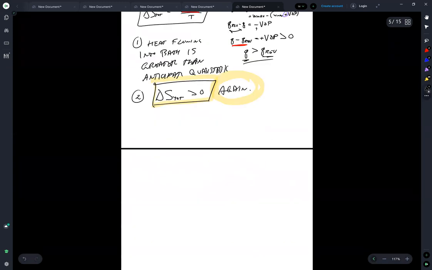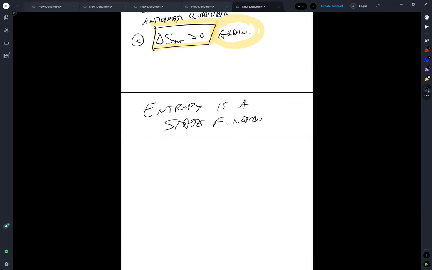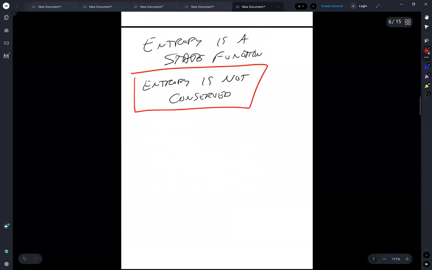Kind of an interesting observation is that entropy is a state function, so we can use it to describe the state of the system. But unlike energy, entropy is not conserved. Now, you can have situations in which delta S is equal to zero, but only when it's not spontaneous.